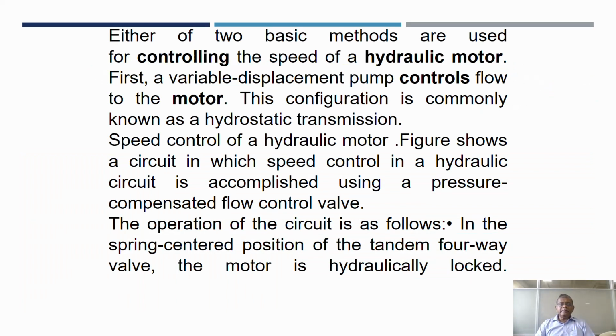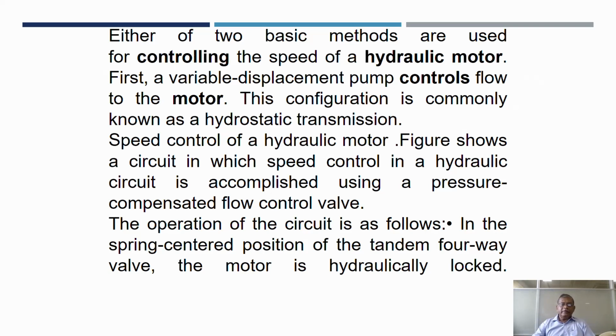Either of the two basic methods is used for controlling speed of a hydraulic motor. The first one is a variable displacement pump, which controls flow to the motor. This configuration is commonly known as hydrostatic transmission. Speed control of hydraulic motor.